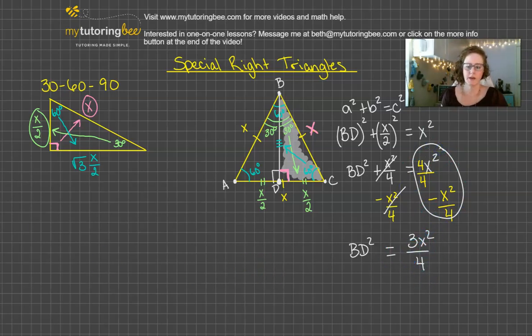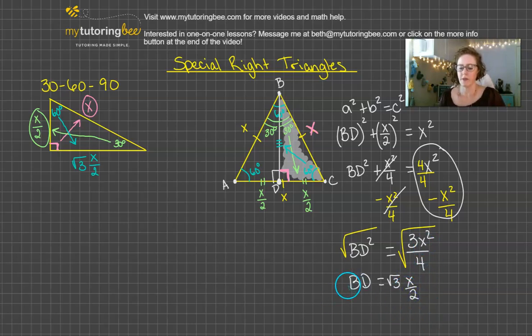Okay, now we just have to find the principal root of each side of our equation. BD squared, the principal root of BD squared is going to be just BD. The principal root of 3, but we're just going to write that as square root of 3. The principal root of x squared is just x. The principal root of 4 is 2.